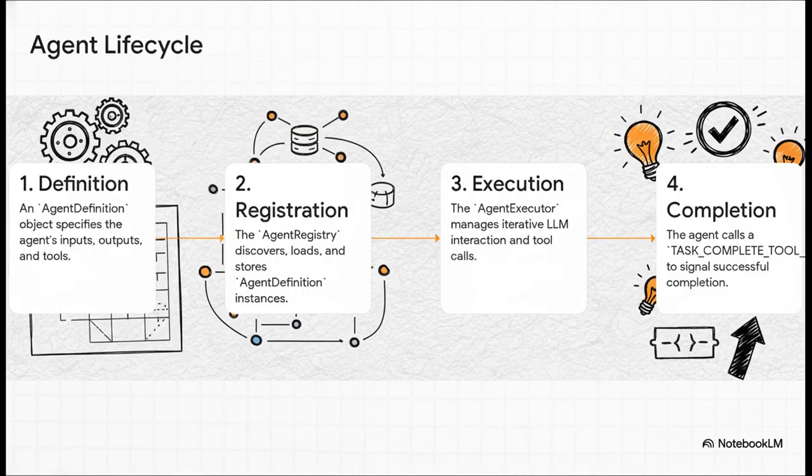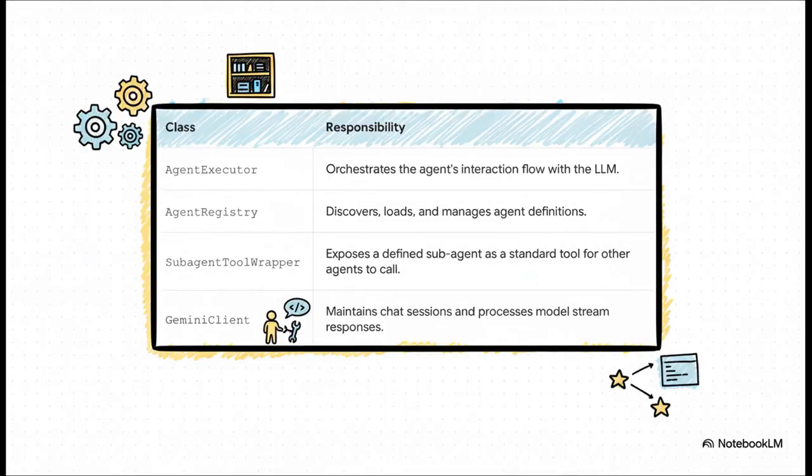The agent lifecycle itself follows 4 distinct stages. It all starts with a formal agent definition. That definition then gets discovered and loaded by the agent registry. From there, the agent executor takes over to manage the back-and-forth conversation with the LLM. And finally, the agent signals that it's done by calling a specific task complete tool, which includes its final structured output. Now, there are several key classes that make all this orchestration happen.